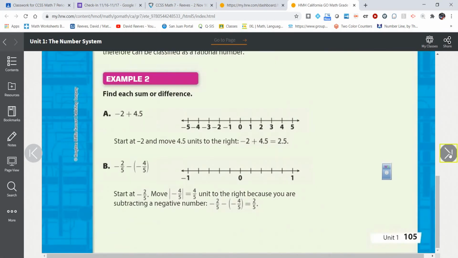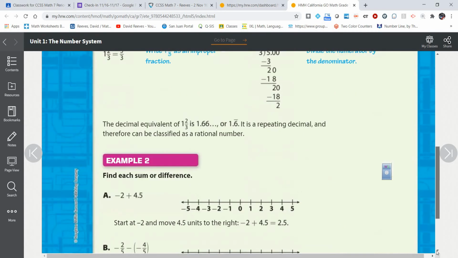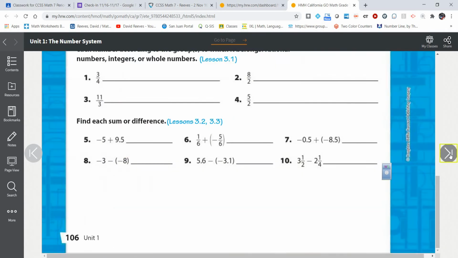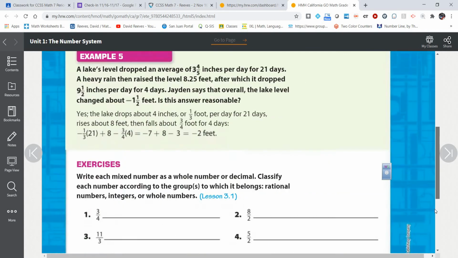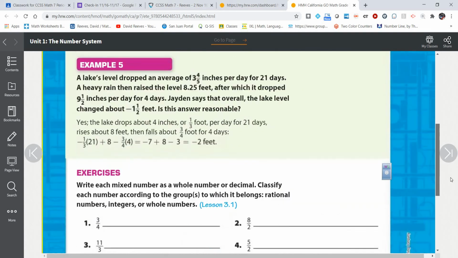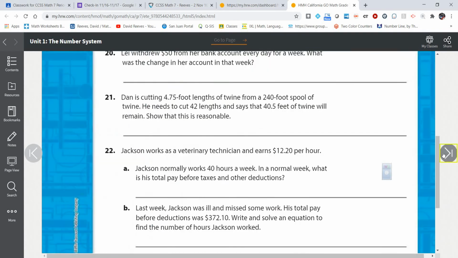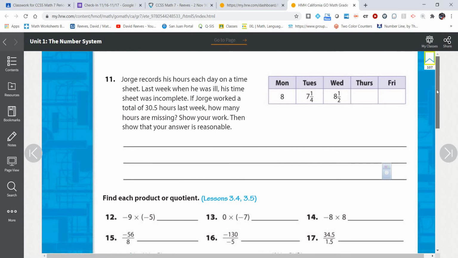Let's see what else they have for us. Rational numbers here. There's some more rational number fun stuff. There's some stuff with rational numbers. Doesn't look like we're to problem solving yet. Ooh, I see some problem solving.